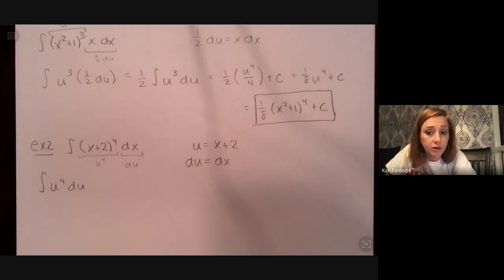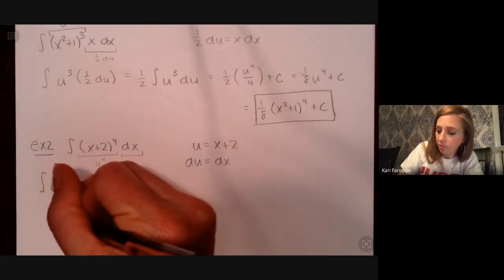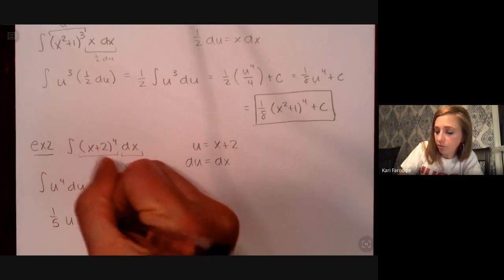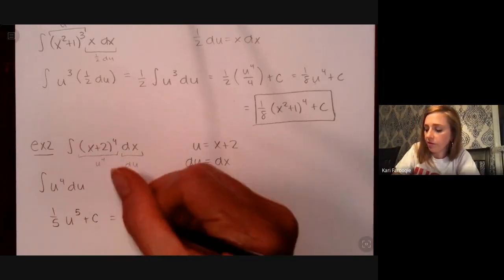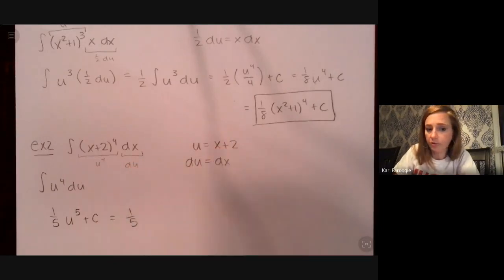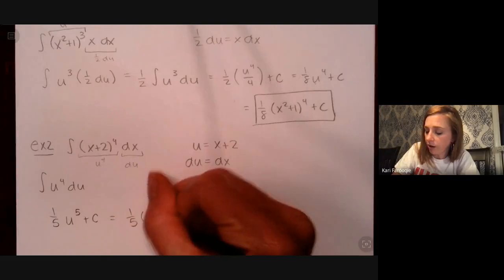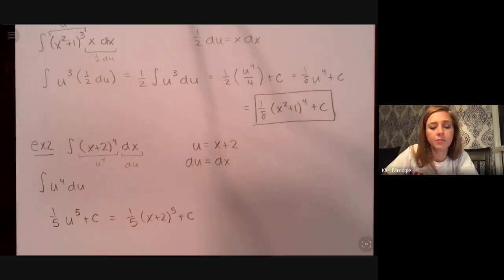Now we're going to integrate, then we'll simplify if needed and back substitute for x. So this is going to be 1/5 u to the 5th. Don't forget your plus c. And then back substitute for x. We said that u is x plus 2. So we'll make that substitution back in for x. And this one's done.